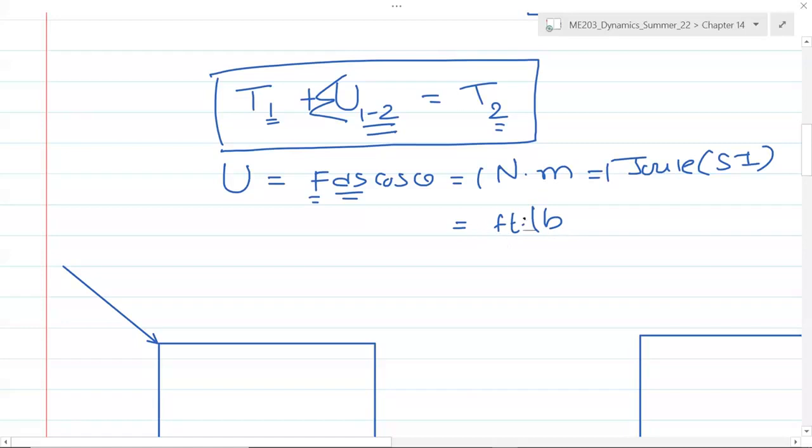So these are two different units of work done. This is for the FPS system, that is foot pound in the US customary system, and this is for the system of international standards. The unit of work done is Newton meter or foot pound.